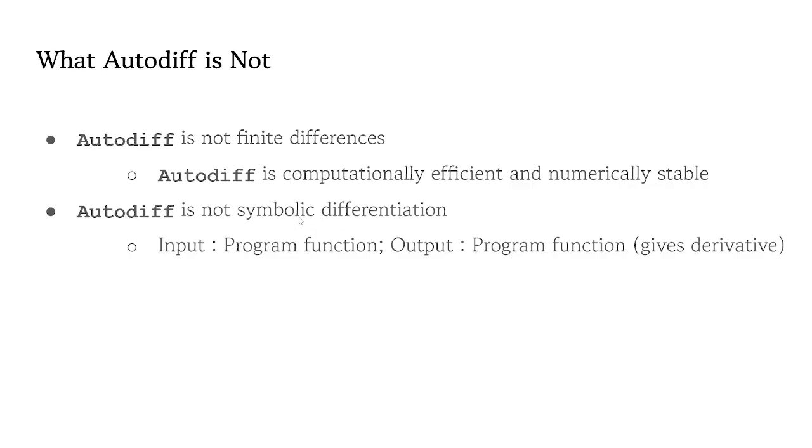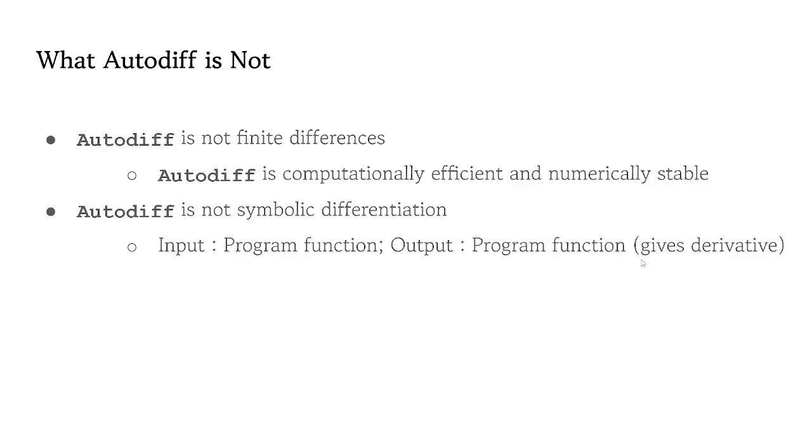So in symbolic differentiation, we specify a function as a mathematical formula, and the output which we get from differentiation is also a mathematical formula. Whereas for automatic differentiation, the input is really the implementation of something as a function, as a program. And the output also is a program, a function, really.